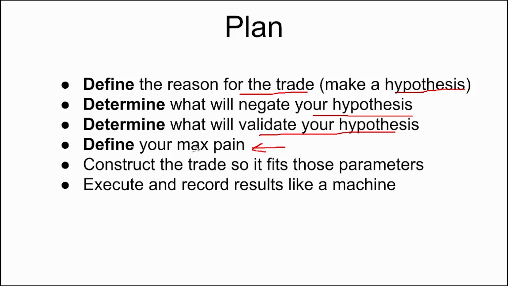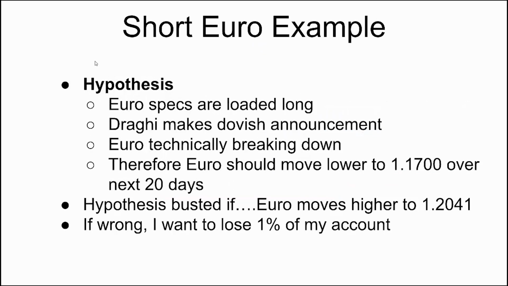So when we construct these trades so they fit these parameters and fit into this well thought out plan, that eliminates a lot of the risk management and emotional control issues. Once a trade goes off, all we need to do is execute and record results like a machine, and we take a lot of the problems people normally get in risk management and emotional control out of the equation. So here's a quick example of a trade I made earlier this year in one of the Macro Ops accounts.